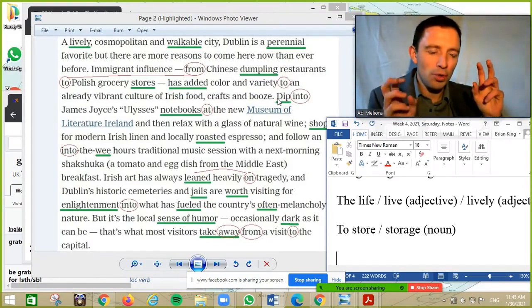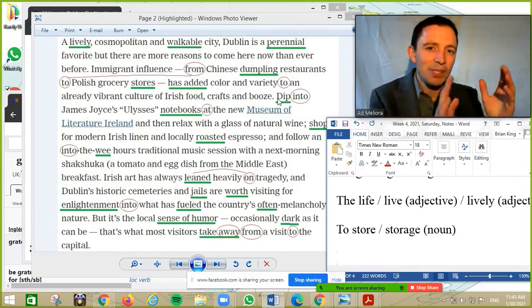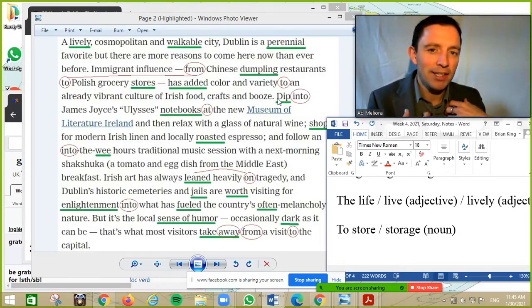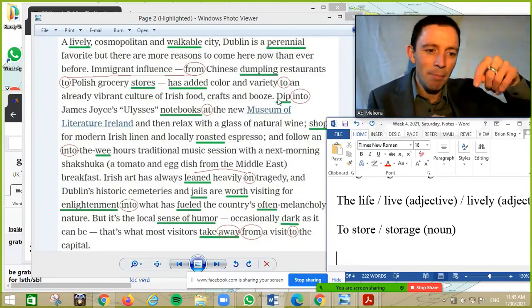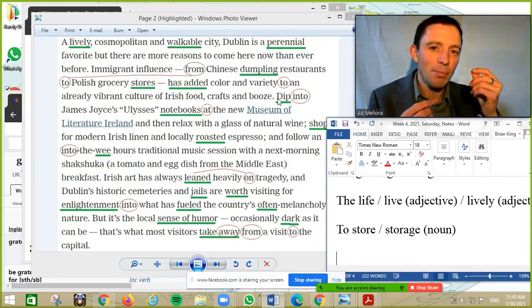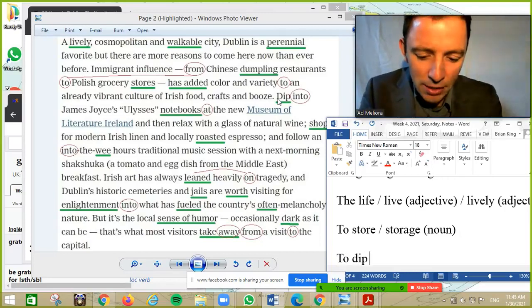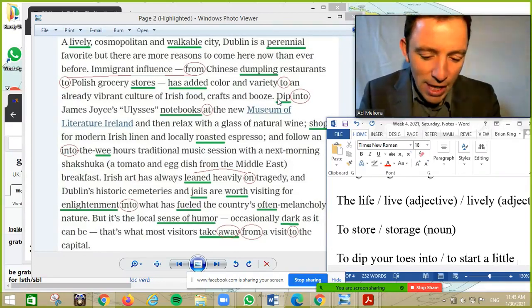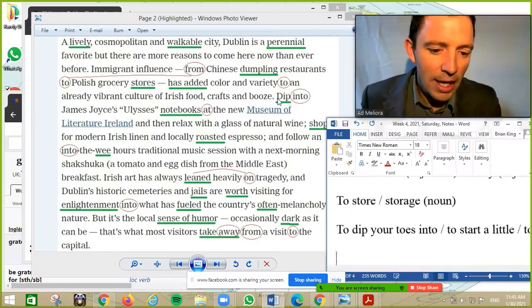To dip your toes is como dipiar tus dedos de pie, and it's an expression to probar un poquito. So I am interested in painting, but I have never painted before, so I want to dip my toe into painting. I want to probar para iniciar. Okay, so to dip your toe into is to start at the beginning, to start a little, okay, or to test, if you like it.